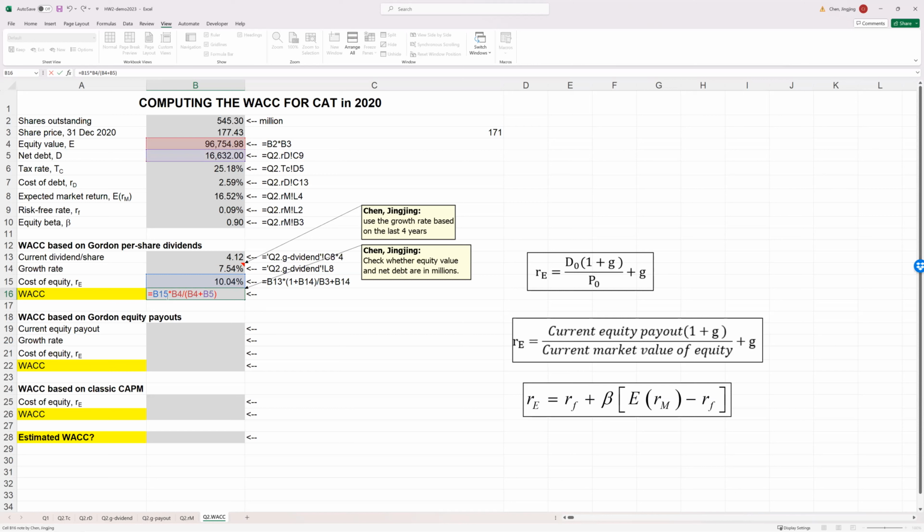And then plus cost of debt times the weight of debt. So it will be the debt value divided by equity plus debt.